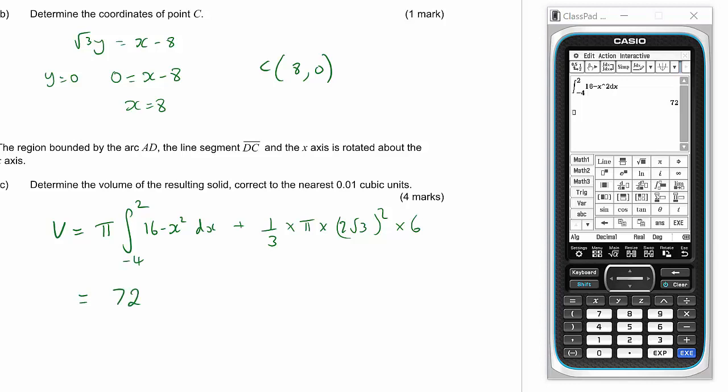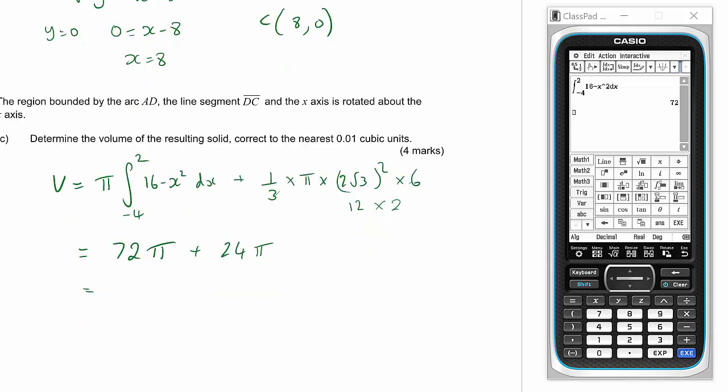So this one is 72 pi, and then 2√3 squared is 4 times 3, that's 12, times 6, and the 3, we can cancel those to give us 2, so that's 24 pi. So altogether that's 96 pi. We're asked to give this as a decimal, so 96 times pi is 301.59 cubic units.